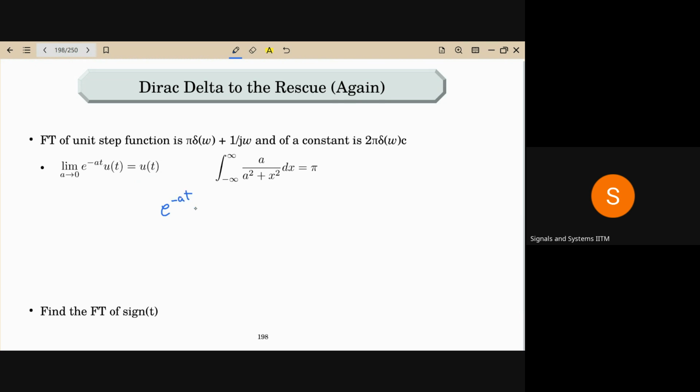So rather, we are going to find the Fourier transform of e^(-at) u(t). Let us call this some function x_a(t). So what does this mean? Given a value of a, you can plot a function here. How does this function look? This is time and this is x_a(t). For some value of a, it will look like this. This is the maximum value that it can take.